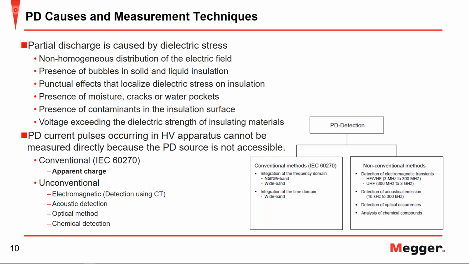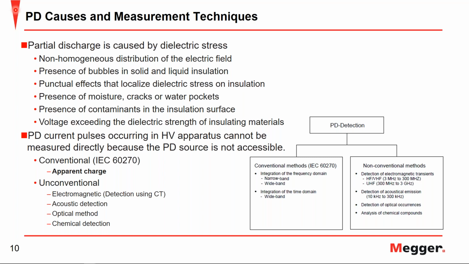Now, as I mentioned, the partial discharge current pulses that are taking place in your high voltage apparatus can't be directly measured because that PD source is not accessible. So there are several different methods available to do partial discharge testing, and I've broken them into two different topics here. One is conventional and one is unconventional. For the purpose of this presentation, we're going to cover the conventional method that's defined by the IEC 60270 standard, in which we're measuring the apparent charge, a picocoulomb or nanocoulomb value.